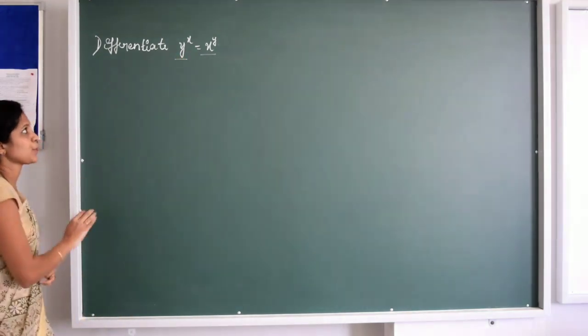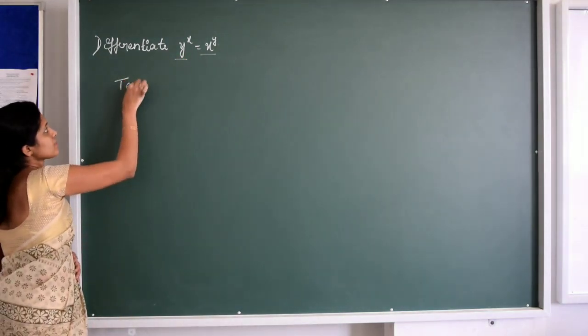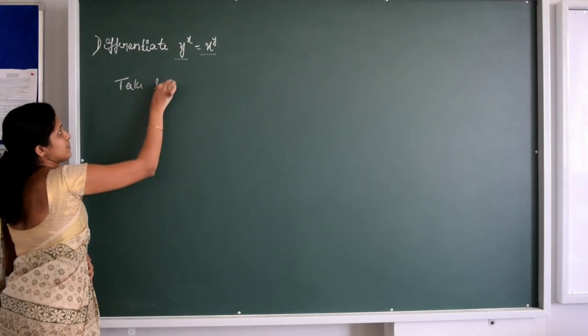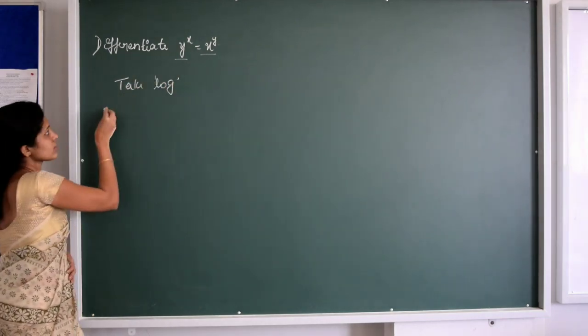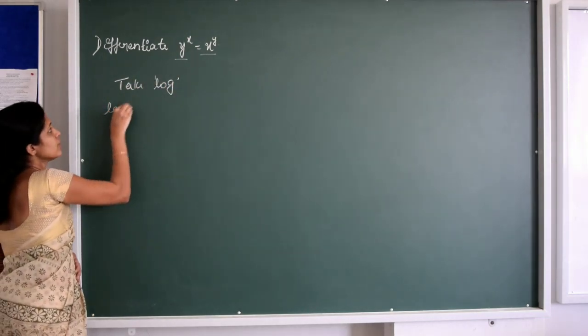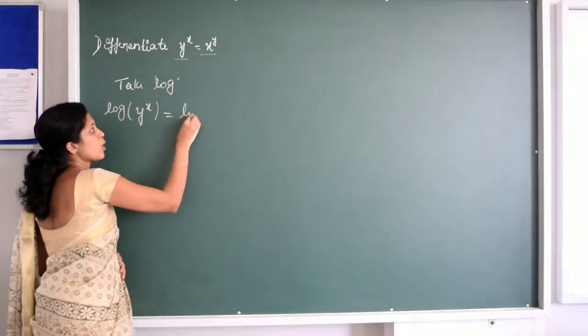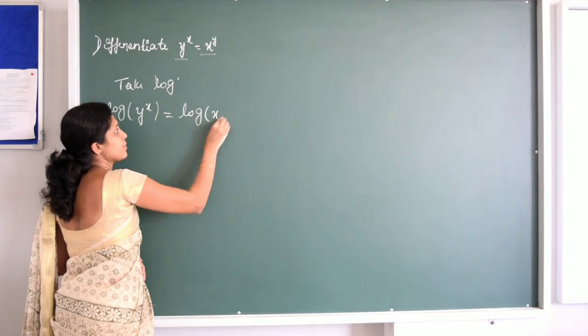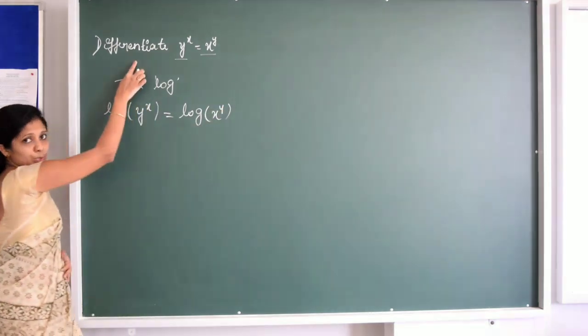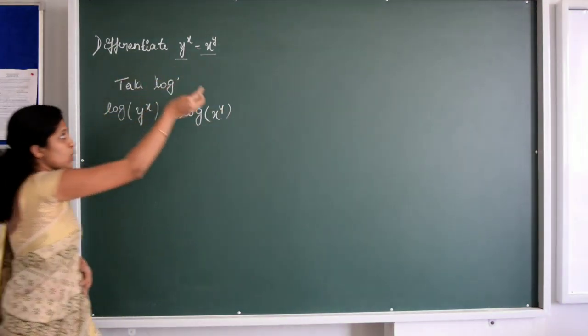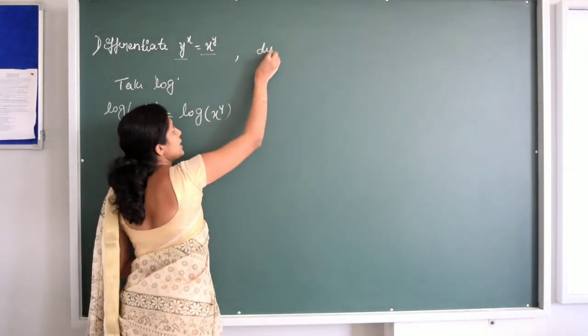Is it clear? Important problem. Take log on both sides. Just taking log, this will now be log of y to the power x is equal to log of x to the power y. Clear? Here you have to differentiate this with respect to x, or they will ask you to find dy by dx.